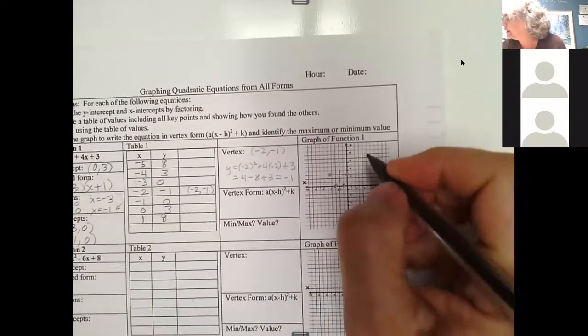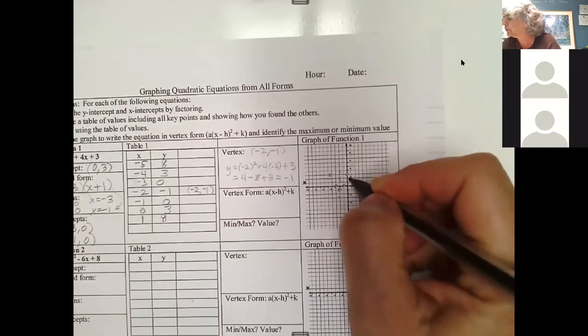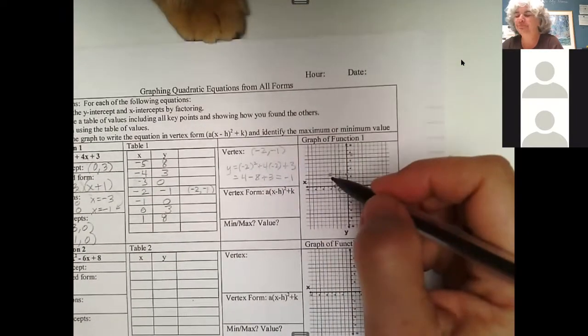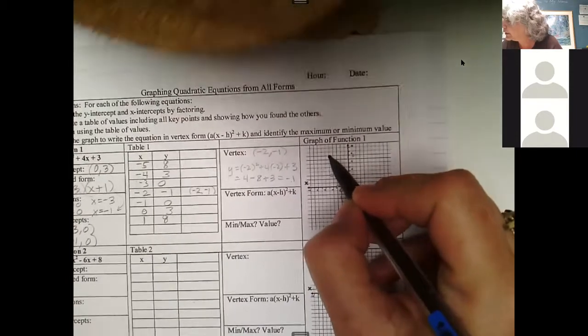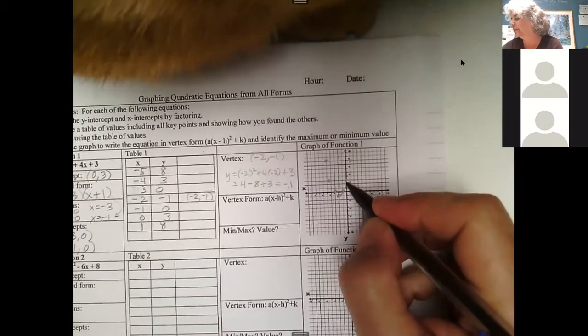I'm going to go ahead and put these points into the graph. 2, 4, 6, 8. And then 2, 4, 6, 8 right there. And then we have this nice parabola.